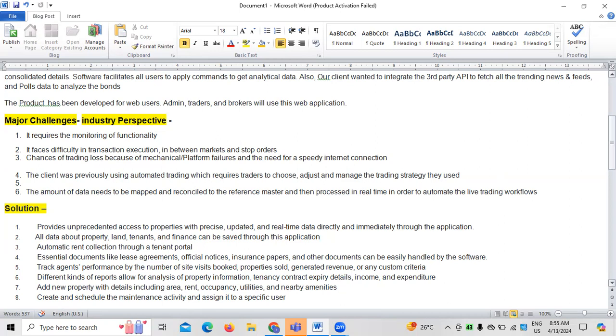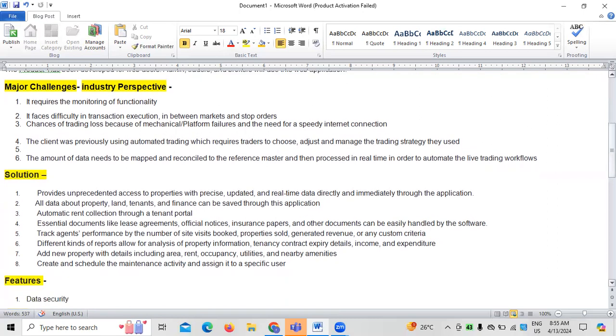So solution is something which, being a business analyst, one should understand. It's not only the business solution, but the technical solution is also required. But initially, to start with, understanding the business solution and what solution we are going to provide is important. In this regard, a solution was identified where we provide unprecedented access to properties with precise, updated, and real-time data, wherein one deals directly and immediately through the application. This is one solution we are giving.